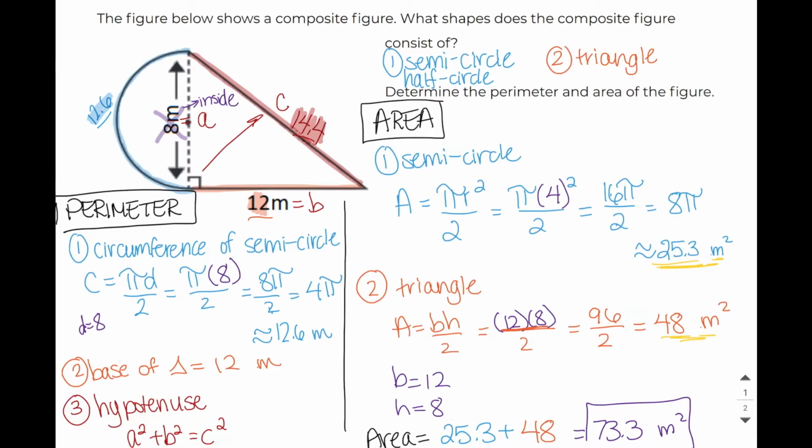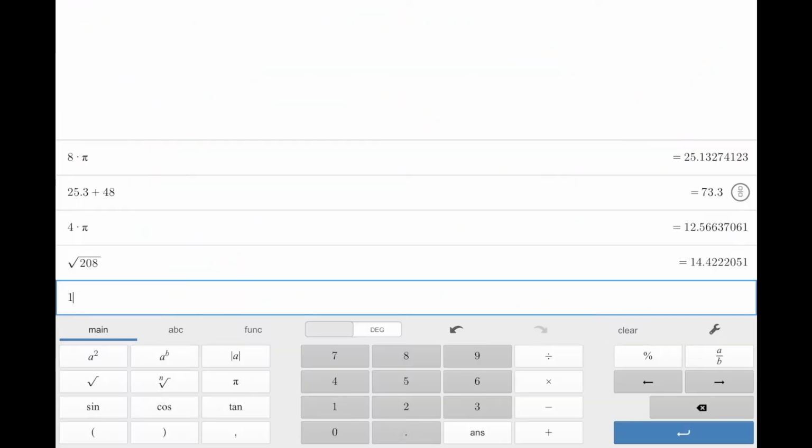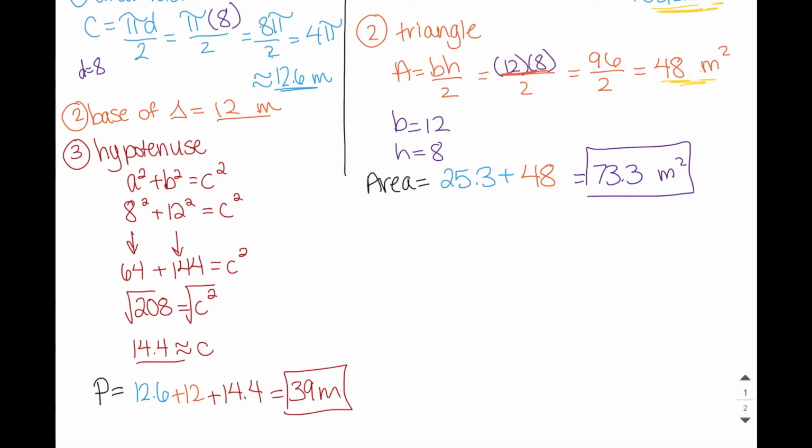So let's go ahead and do that. And we end up getting a perimeter of 39 meters. And that's how you deal with composite figures. So it's pretty much the same thing as dealing with general shapes. The only difference is that at the end, we just have to add up all of our answers together. And then just watch out for perimeter. Make sure you don't include the inside sides.